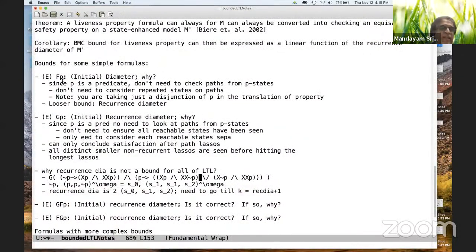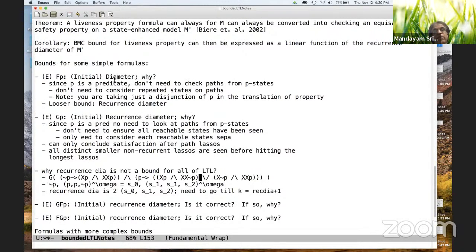Okay, so you've already seen the bound for FP, where P is a predicate, okay? So this is the initial diameter. Why? I will explain. When you start with trying to prove a GP property, a GP property is a safety property. And you saw earlier that the tightest, most precise bound for a safety property or an invariant property is the diameter, okay? And we had defined the diameter.